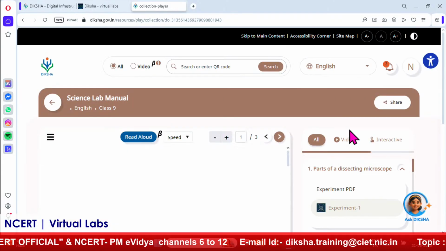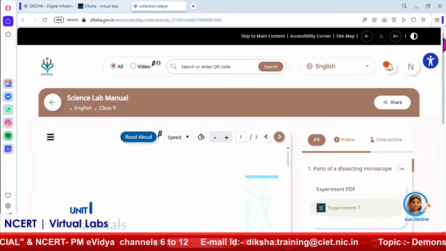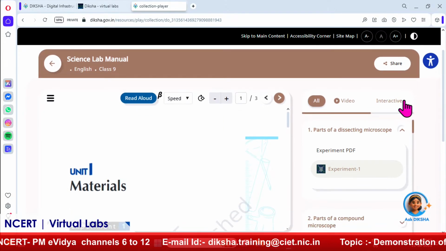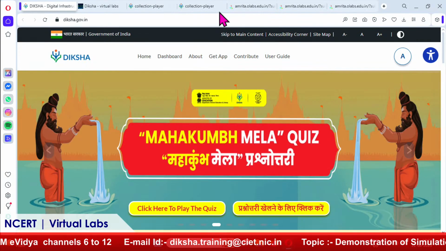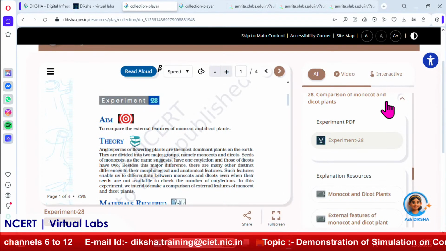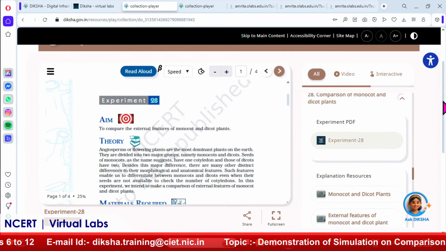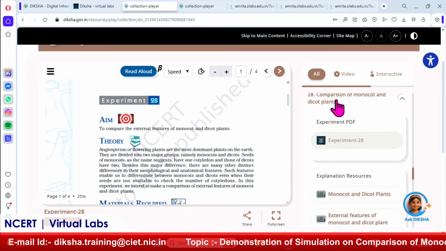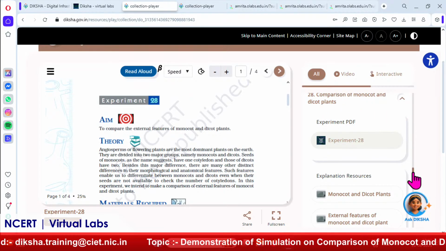So we have reached the science page of class 9th. Now you can see that I have directly opened the experiment which we are going to discuss today, that is comparison of monocots and dicots.